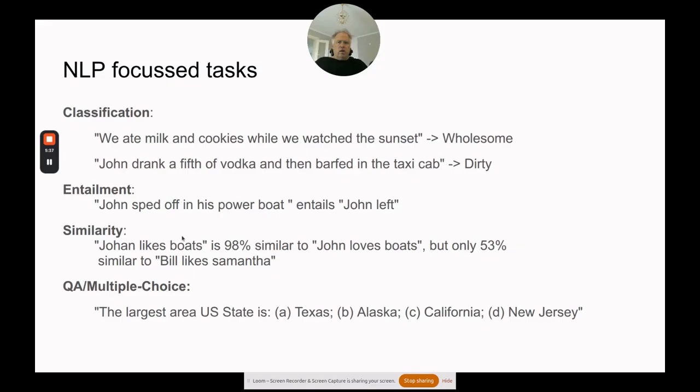Similarity is another thing, where if I say John likes boats is 98% similar to John loves boats, but only 53% similar to Bill likes Samantha. So these determinations of how close sentences are semantically wind up being one of these tasks as well. Now, the question you might ask is, well, who determines what's close together semantically? And the point is that undergraduates being paid to be part of a study do.